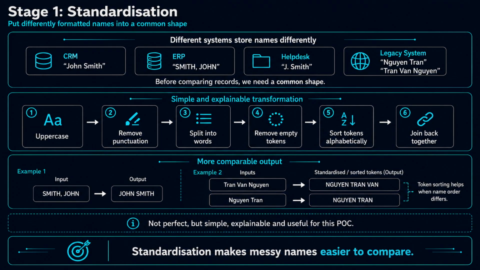In this POC, name standardization will convert names to uppercase, remove punctuation, split names into words, remove empty tokens, sort the name tokens alphabetically, and join them back together. Token sorting is especially useful for names that appear in different orders. For example, Tran Van Nguyen and Nguyen Tran become much more comparable after sorting the name tokens. It is not a perfect solution, but it is simple, explainable, and useful for this POC.